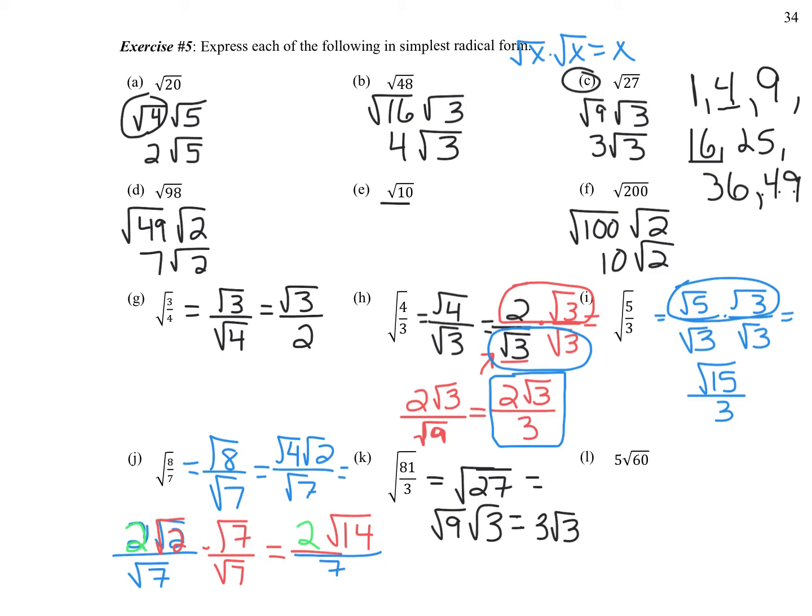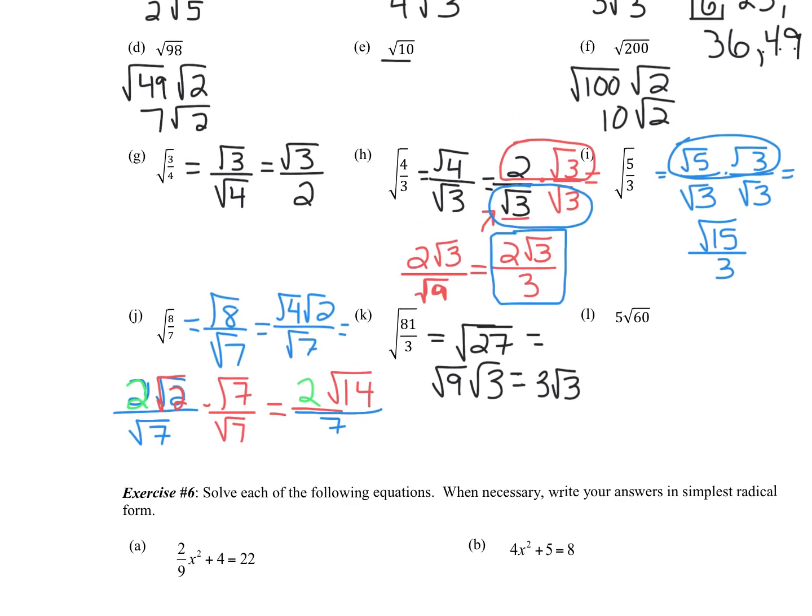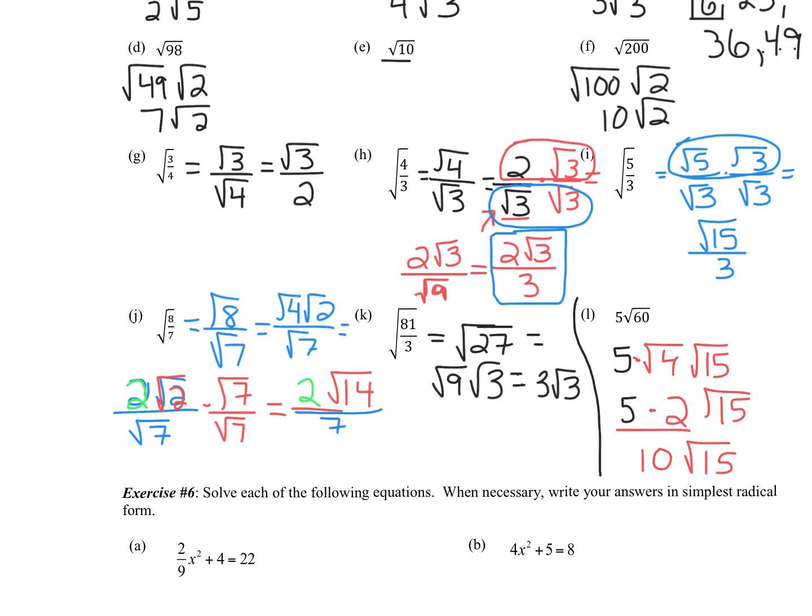Letter L, I'm just going to move up the page a little bit. So letter L just brings in another situation, and it's not really new. We just have to connect it with what we know. So here, that 5 is just on the outside. 60 breaks up into 4 times 15. So that 5 is staying on the outside. This becomes a 2. Now here there's multiplication, so here there's still multiplication. So it's 5 times 2 radical 15, and then we can multiply the numbers together and get 10 radical 15. Sometimes people like to throw an addition sign in there. There is none. That's how we would simplify that one.